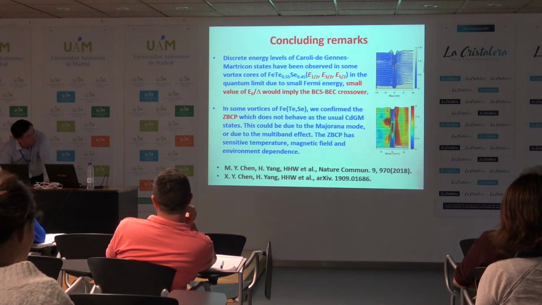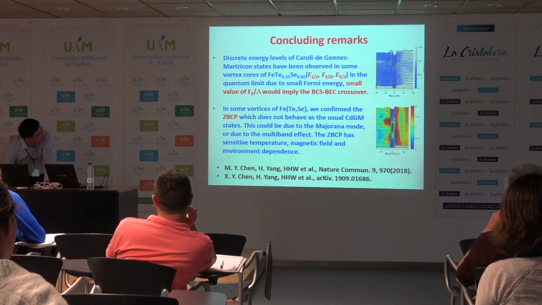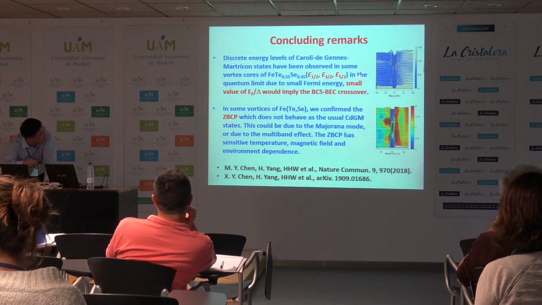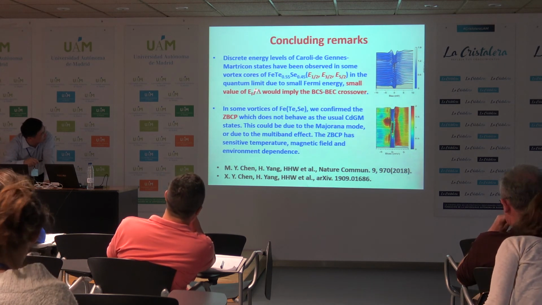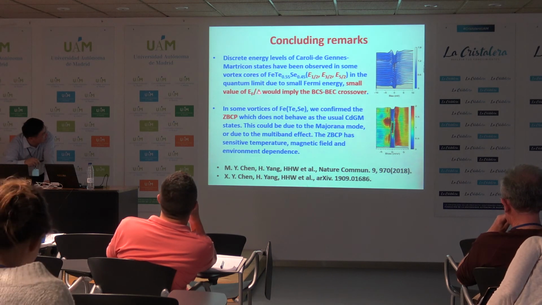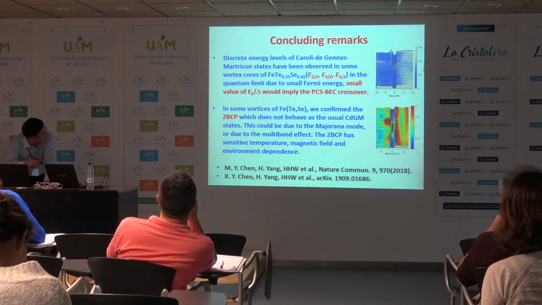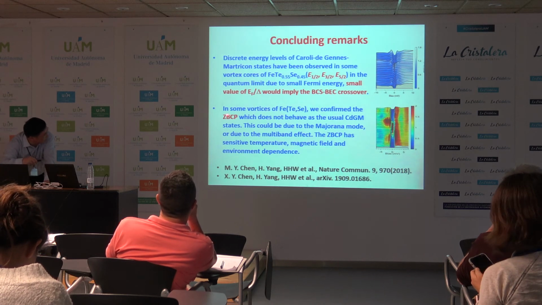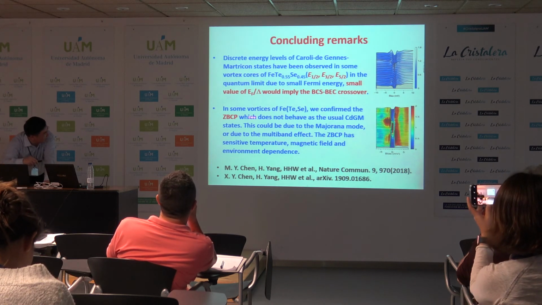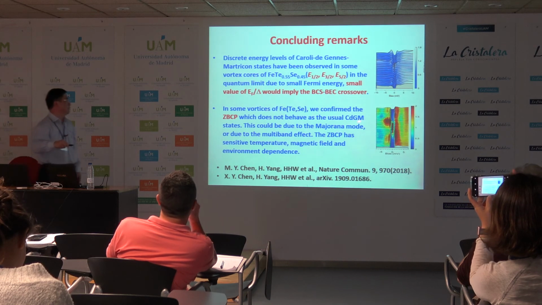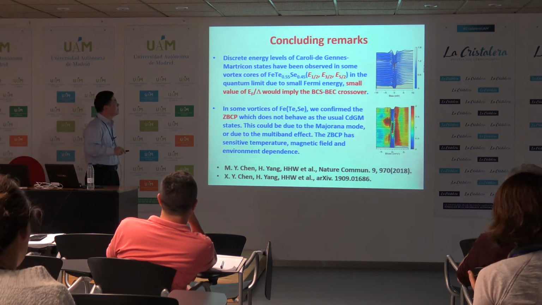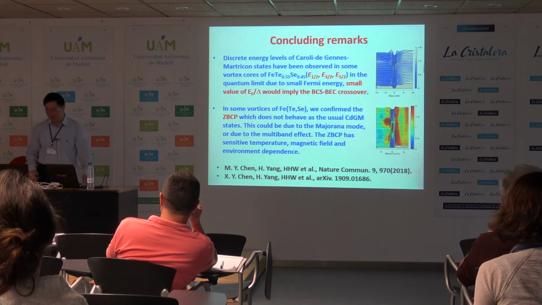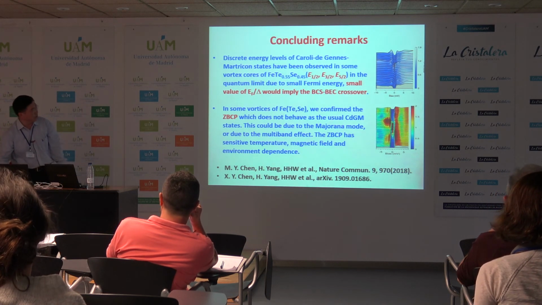Then the conclusion is that we see the discrete Caroli-de Gennes-Matricon state could be due to the small Fermi energy compared to the gap, and that would imply the BCS-BEC crossover. And we see in some vortices this so-called zero bias conductance peak that does not behave as the usual Caroli-de Gennes-Matricon state. This could be due to the Majorana mode or due to the multiband effect that we are not open yet.